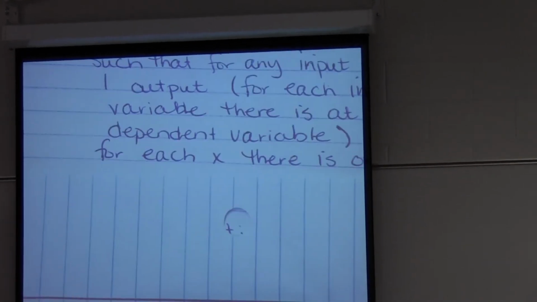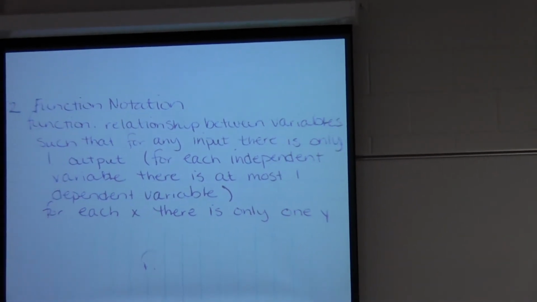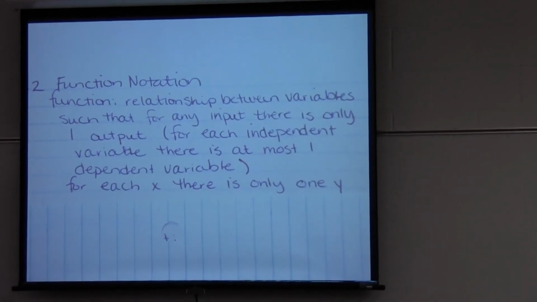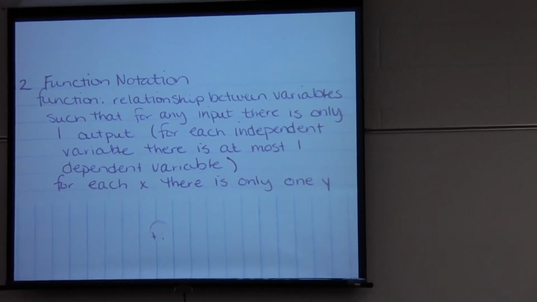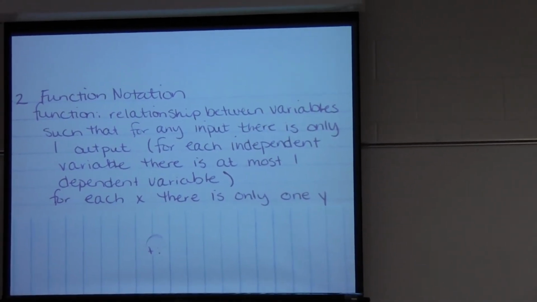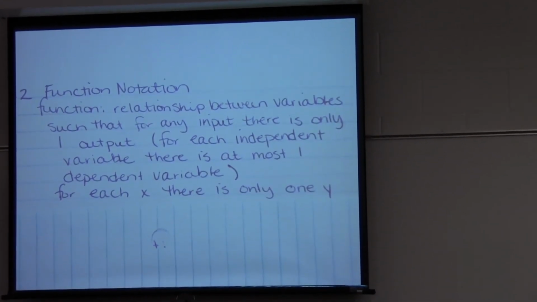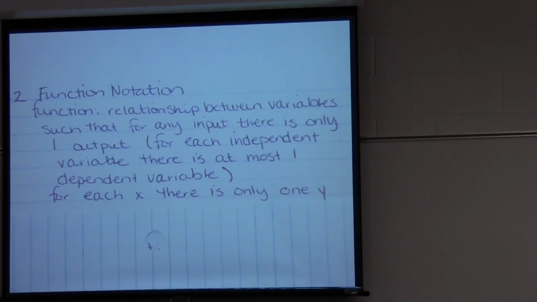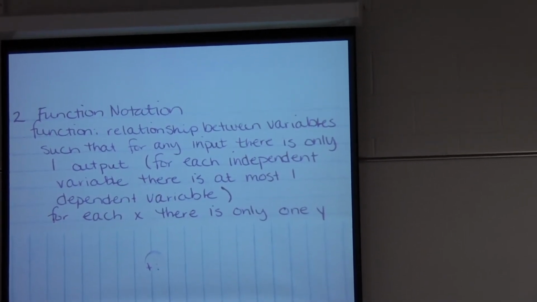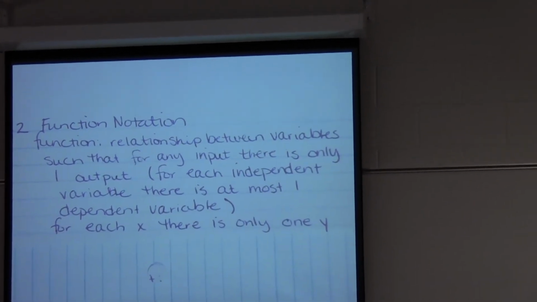Here is the extremely wordy version of what a function is. A function means there's a relationship between variables such that for any input, there's only one output. For each independent variable, there is at most one dependent variable. So for each x, there's only one y. I'm going to give you a second to write that down, and then let's see if we can come up with a different way to say that, because that's the really, really wordy version.